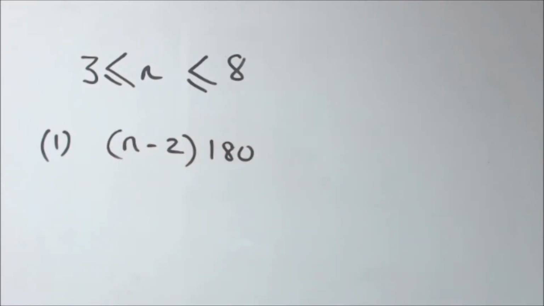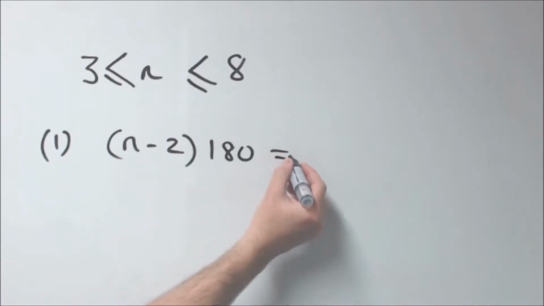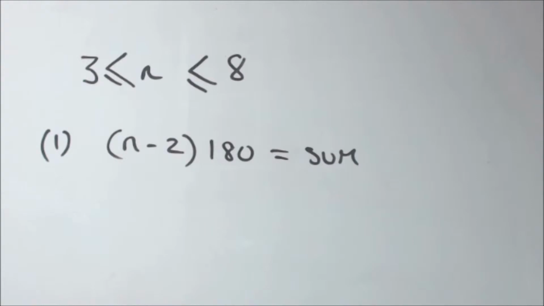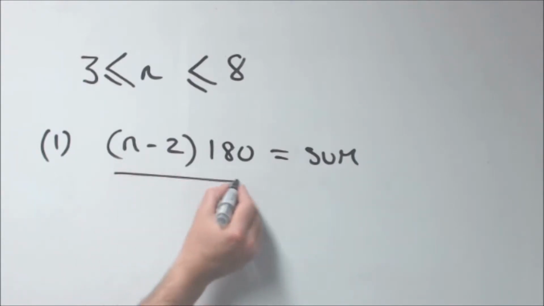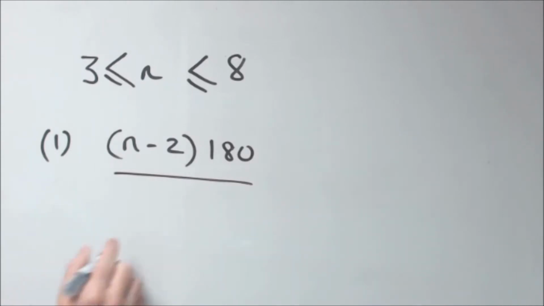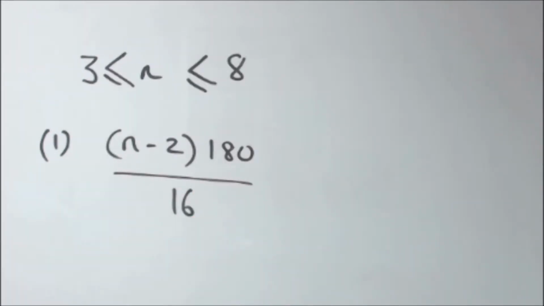So the first statement tells us something in terms of the sum of the interior angles, and as pointed out earlier, n minus 2, where n is the number of sides, multiplied by 180 gives us the sum. So we assume that you know that, and then of course it has to be divisible by 16 as given in the actual first statement.